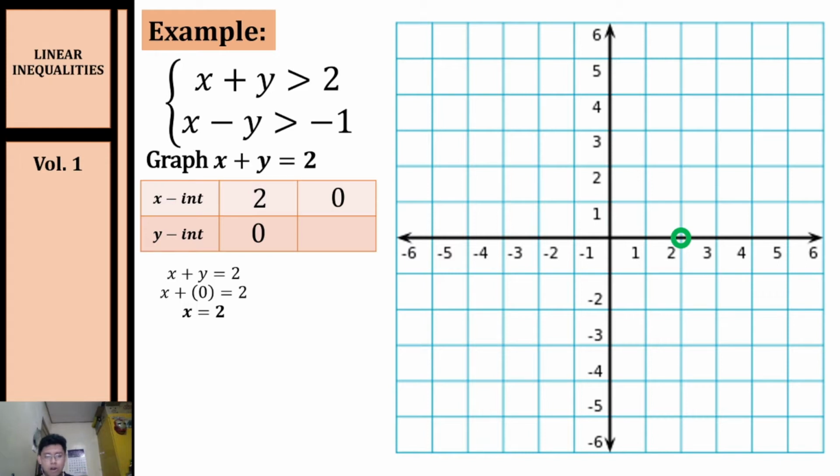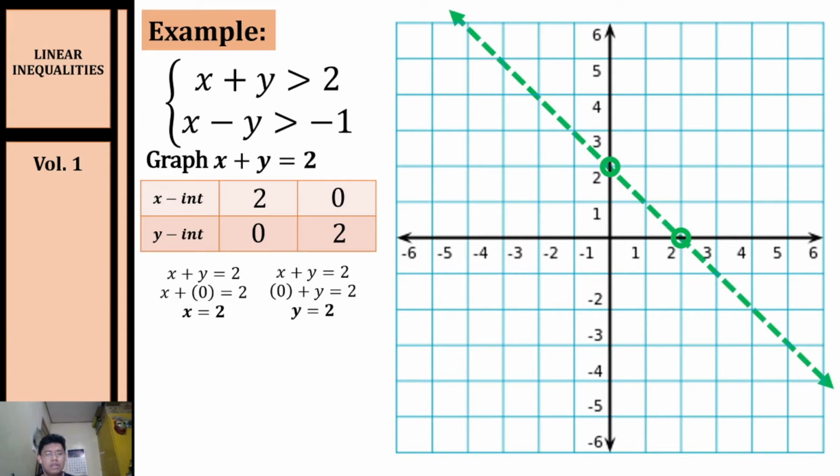Now let's solve for our y-intercept by replacing our x with 0. Let's solve for the value of y. y is equal to 2. So our y-intercept for this graph will be located at (0, 2). Again, we will use an open circle. Now we will connect the 2 points using a dotted line or a dashed line. So that will be the graph of our first inequality.